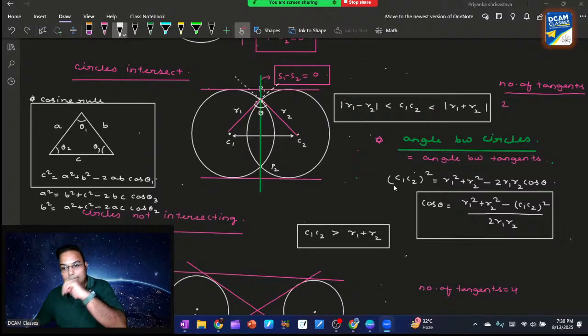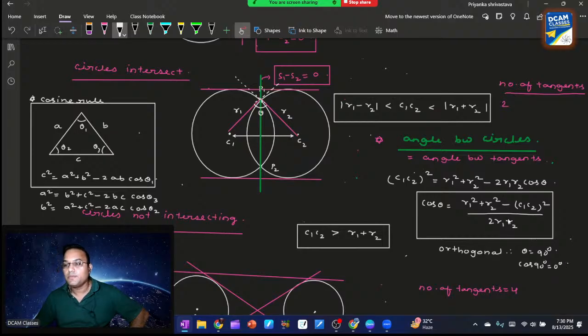Sometimes they ask you a condition for orthogonality also. Orthogonality means this theta is 90. Orthogonal means circles are orthogonal means this theta becomes 90 degrees. This is the only thing. So cos 90 will be 0, that you know. Accordingly, you can put this condition.